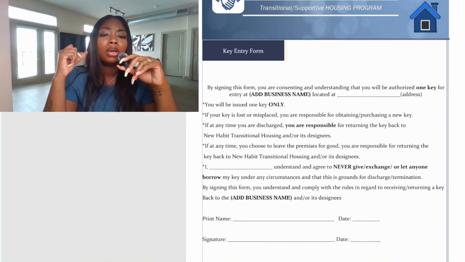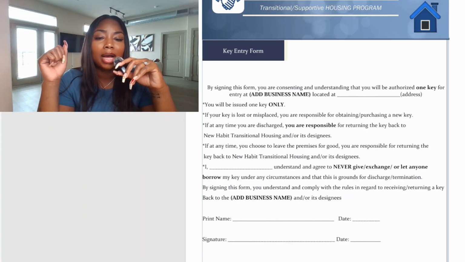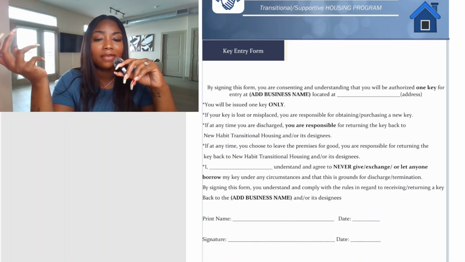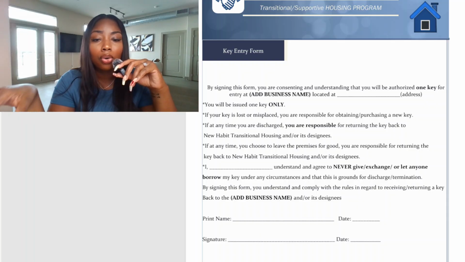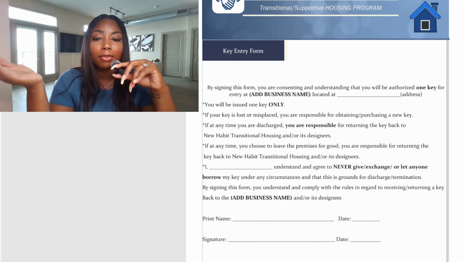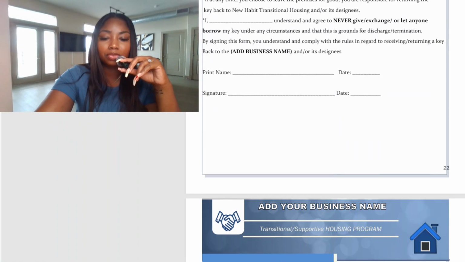A key entry form. When I first started in 2019, I still had physical keys, so traditional, right? Now I do have the electronic keypad on each door. Each individual can have their own code. Or if you're still going to do the traditional key, that's absolutely fine. I just have this key form because it's very important so that way they know to never loan, borrow, or exchange any keys with any other residents or a friend or family member. They don't need to give the key or their security code to anybody in no way, shape, or form.